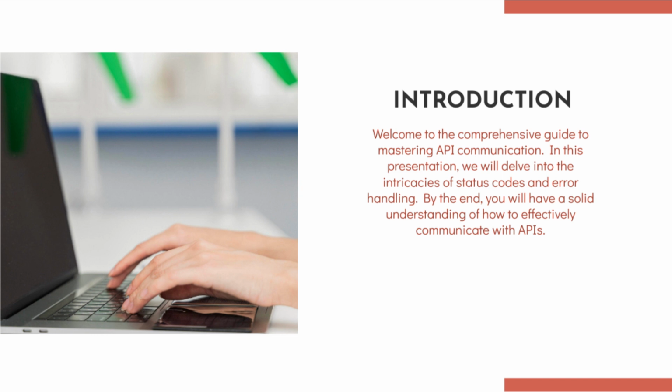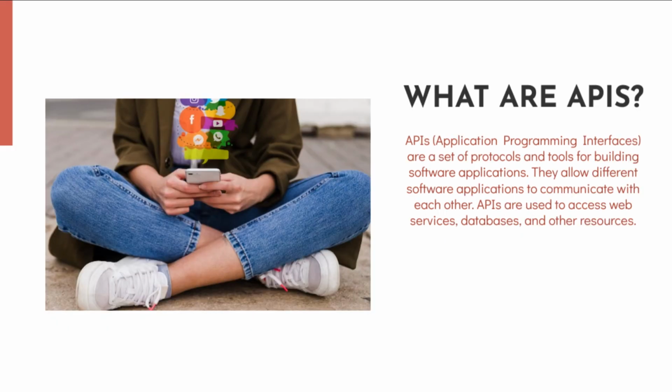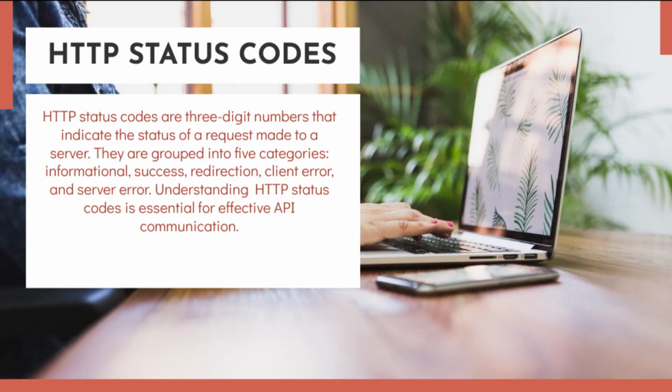They can be categorized into 5 classes. 1. Informational, 1xx. These codes indicate that the request has been received and the server is continuing to process it. 2. Success, 2xx. These codes indicate that the request was successfully received, understood, and accepted. 3. Redirection, 3xx. These codes inform the client that further action is needed to fulfill the request. It typically involves redirection to another URL.